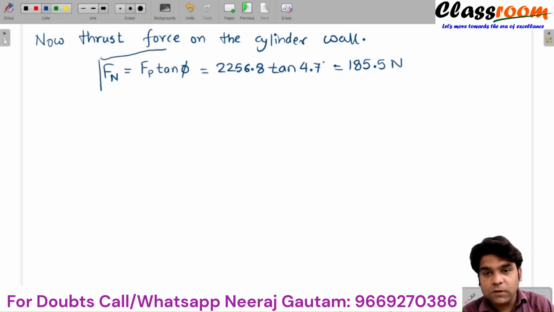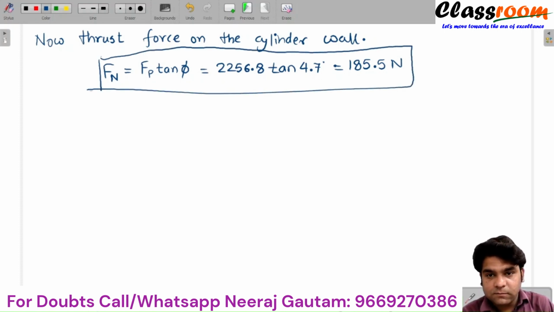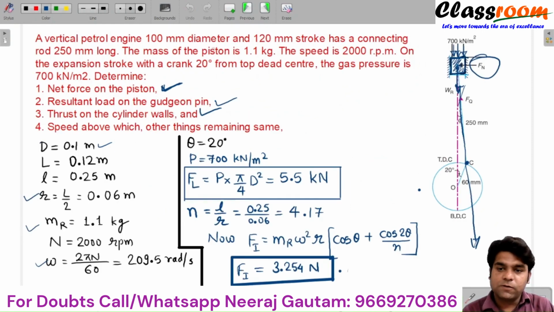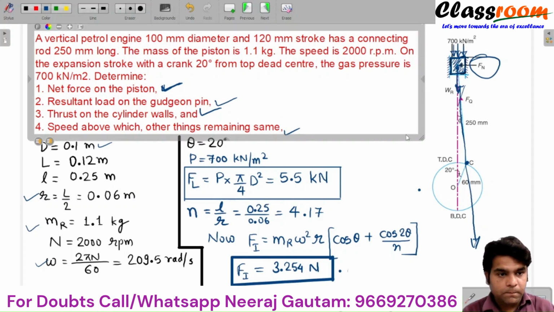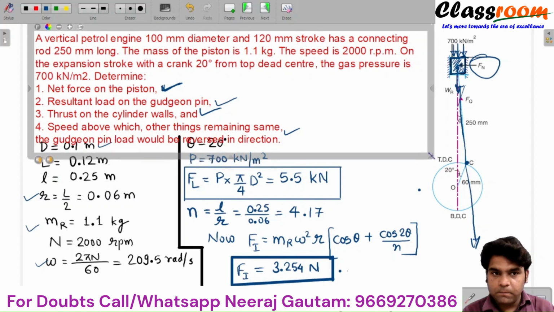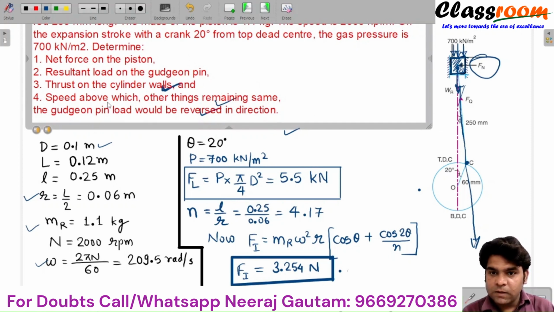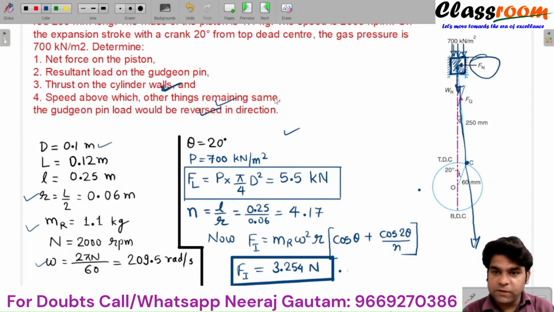This is our fourth answer of the problem. Fourth or third? Sorry, it's the third one. The fourth one is the speed above which, the other things remaining same, the gudgeon pin load would be reversed in direction.